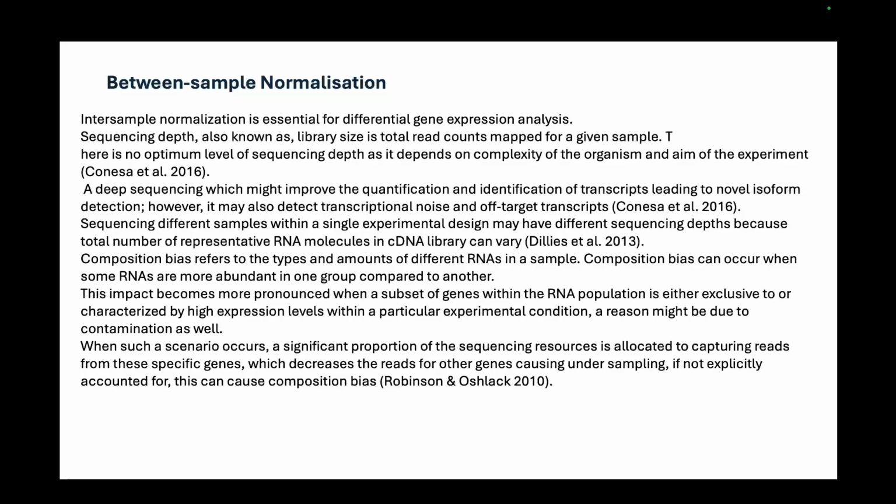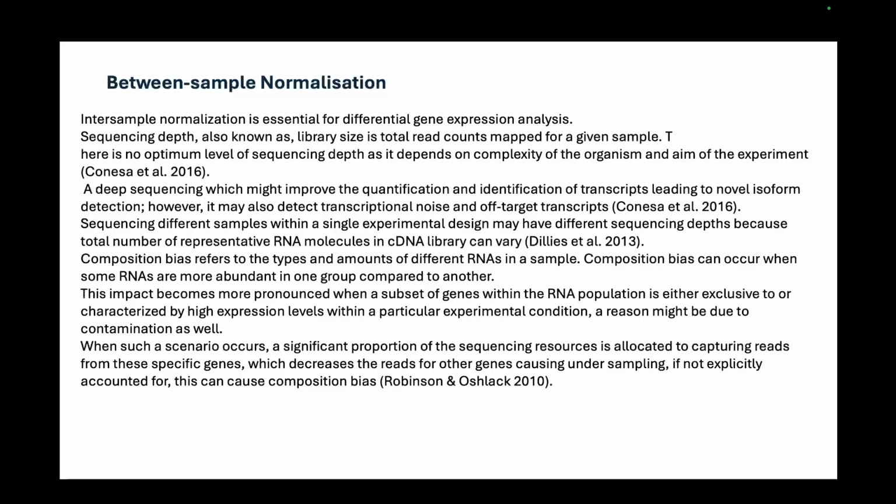This impact becomes more pronounced when a subset of genes within the RNA population is either exclusive to or characterized by high expression levels within a particular experimental condition. As I was saying, in liver there will be a particular gene that is already highly expressed, and that is a characteristic of the tissue. That is not a disease condition or something else, and it is not something you want to detect. It is already there, so you need to account for that. This particular tissue will have these genes with high expression, and these will be the genes with low expression in a normal condition, right?